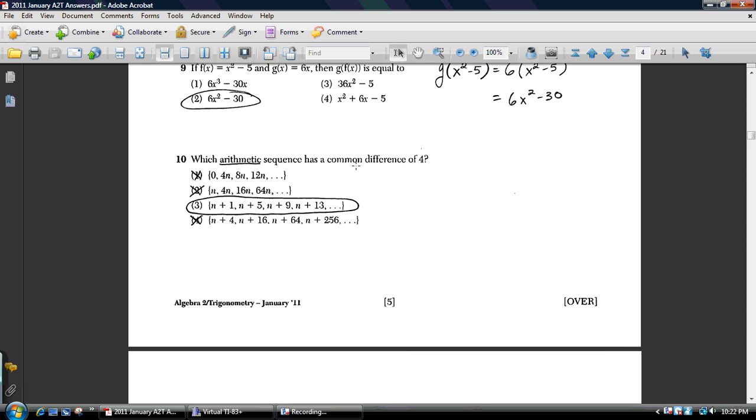Which arithmetic sequence has a common difference of 4? Arithmetic means you add between terms. So we're going to add 4, add 4, add 4. This is the only choice that does that.